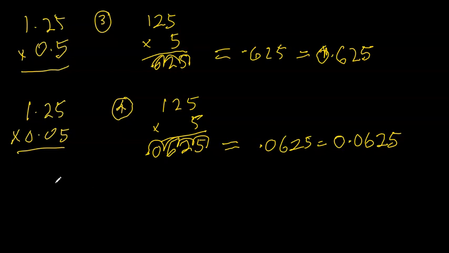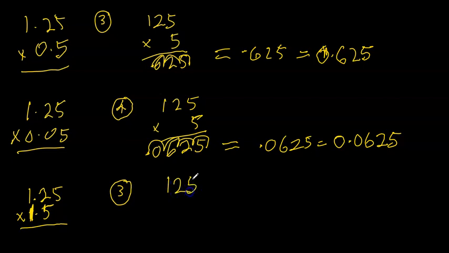So let's do one final example. Let's say I have 1.25 multiplied by 1.5. The same thing as before. I just count the number of decimal places. In this case, we have 3 decimal places. And then I multiply my two numbers as whole numbers: 125 multiplied by 15.